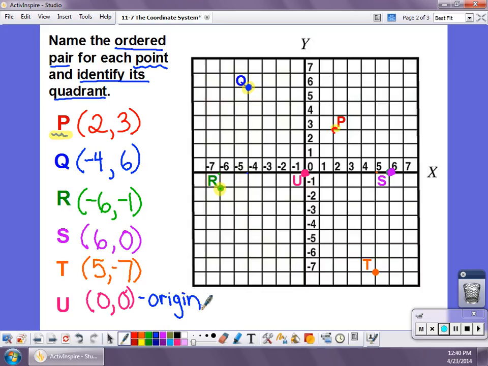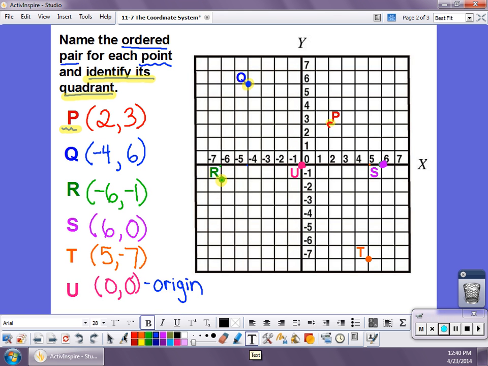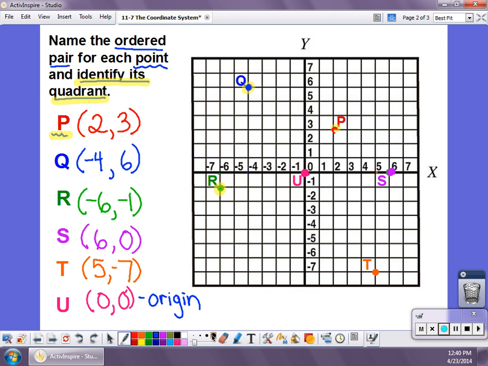Now, we had 2 jobs. One was to identify the ordered pairs, which we did. The next thing we had to do was identify the quadrants. Now remember, when we're looking at the quadrants, remember this was quadrant 1, this was quadrant 2, this is quadrant 3, and this is quadrant 4.